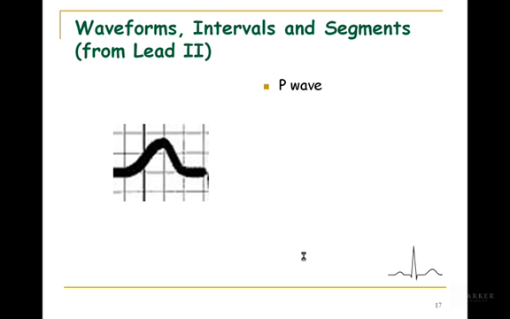Okay? Shouldn't be more than 2.5 millimeters in height. If we want to do voltage, that would correspond to 0.25 millivolts. It shouldn't take more than 0.11 seconds for the atria to depolarize. If it's not upright, if you get notches in the P waves, if it's too wide, that may indicate problems with the atria, either conduction, maybe hypertrophy, things like that. Okay, so those are your normals for the P waves.